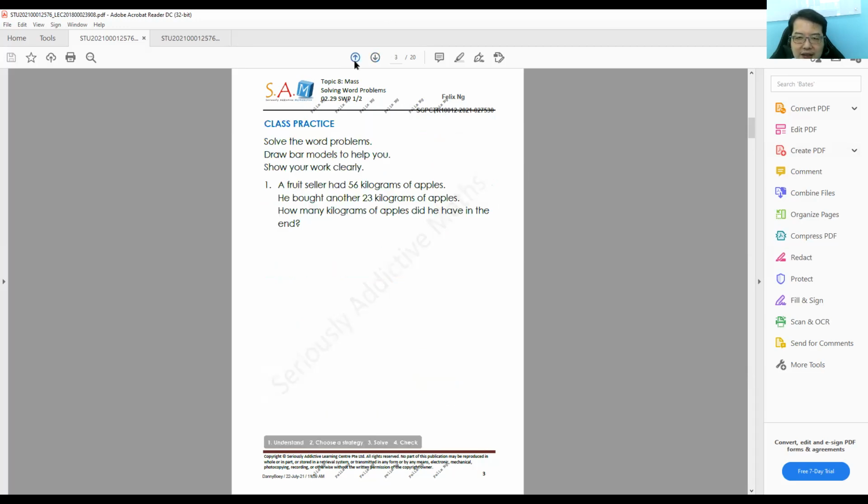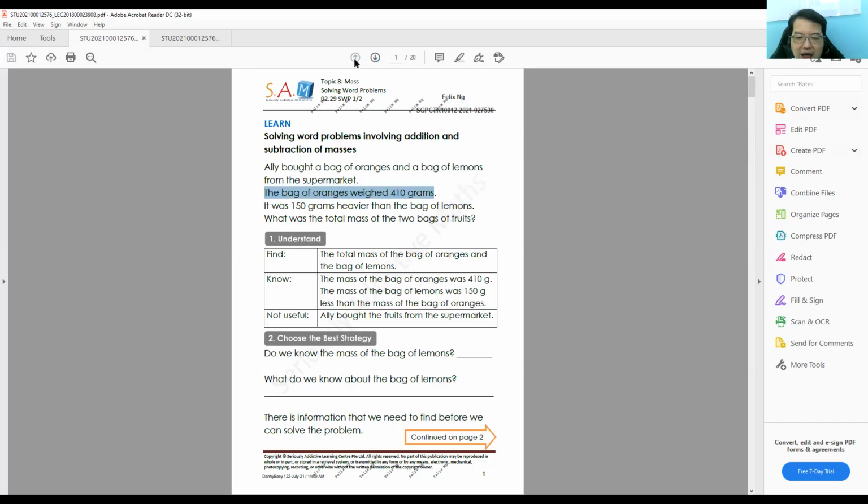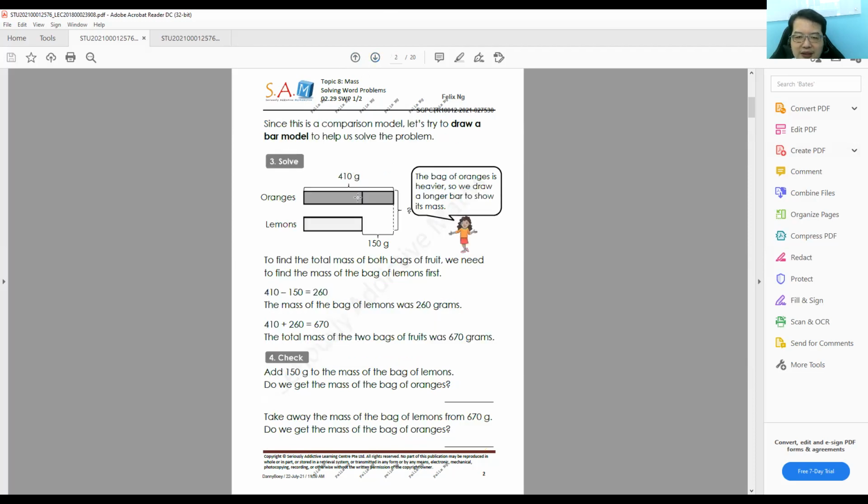Look at the next sentence. The next sentence says, it was 150 grams heavier than a bag of lemons. So that means that when you draw the lemons, you need to draw the lemons as lighter, isn't it? Because it really says that oranges is heavier. So if you draw the first bar for oranges and it is this size, and then the lemon is shorter. How much shorter, or how much lighter? Or in this case, the oranges are how much heavier? It will be this portion, 150.